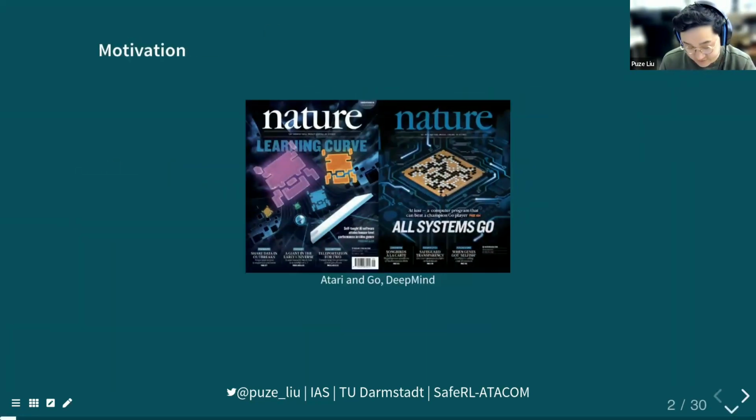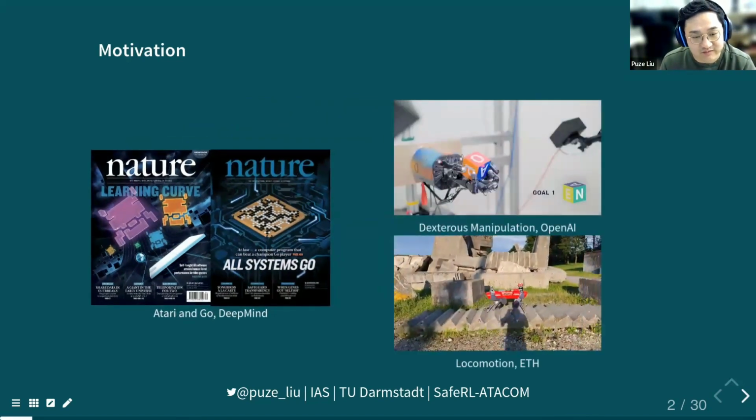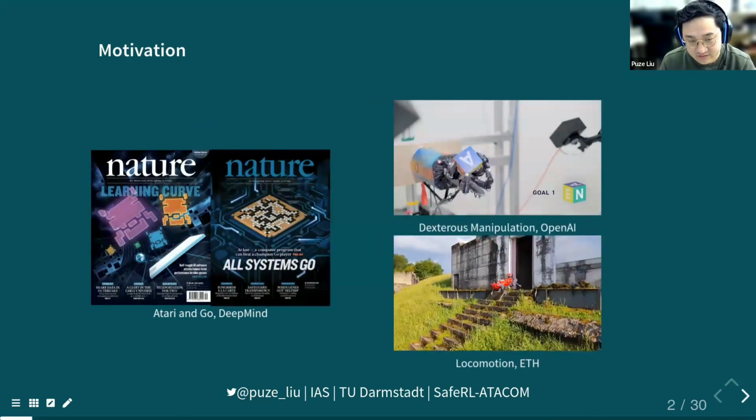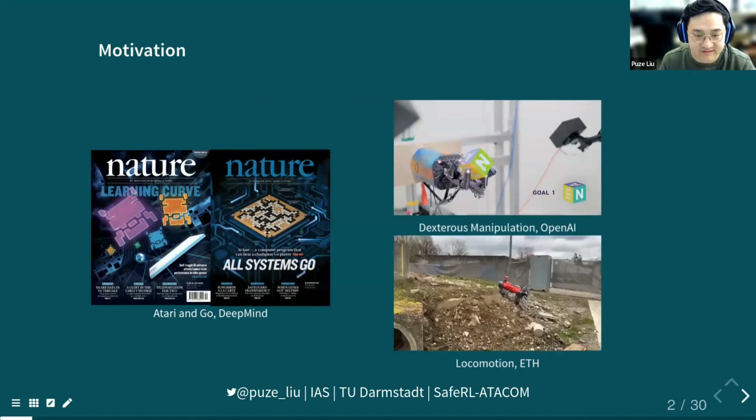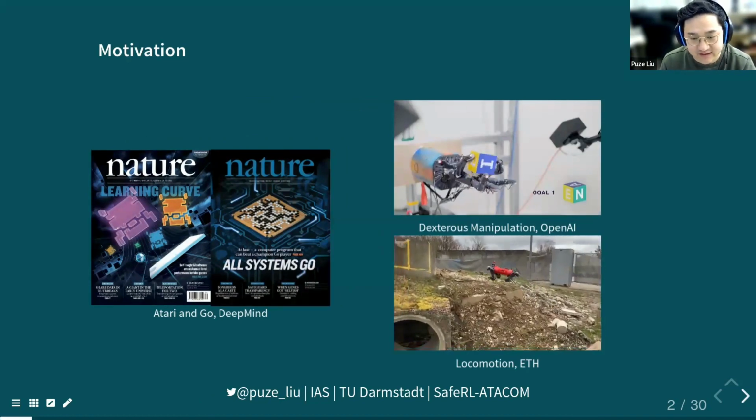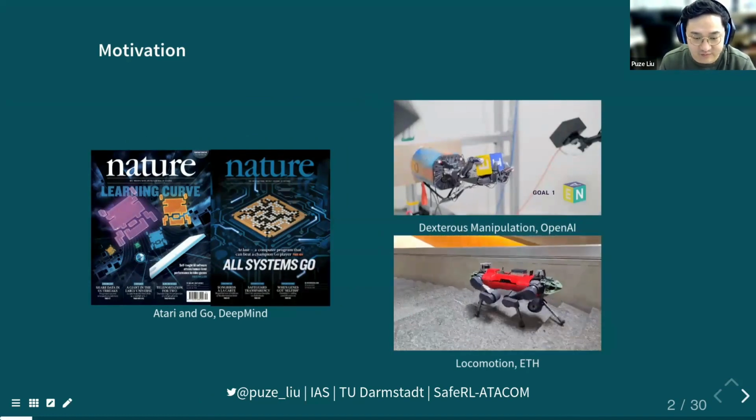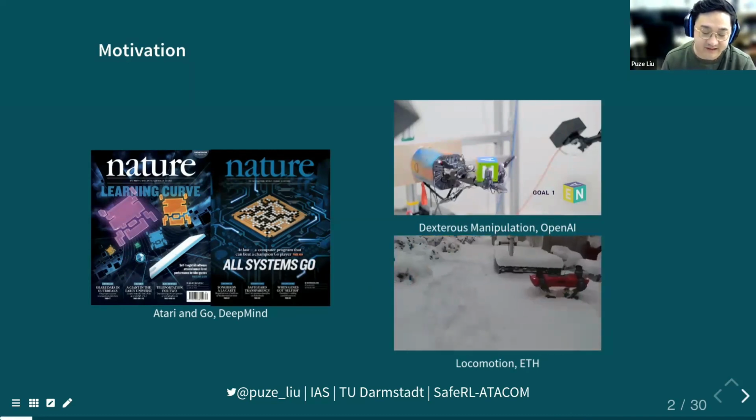As many of you have already looked into reinforcement learning, Atari games and Go would definitely be among the most impressive work in the past, right? And people are also working more and more on deploying reinforcement learning to robotics platforms, such as dexterous manipulation, and also locomotion with the work from ETH.